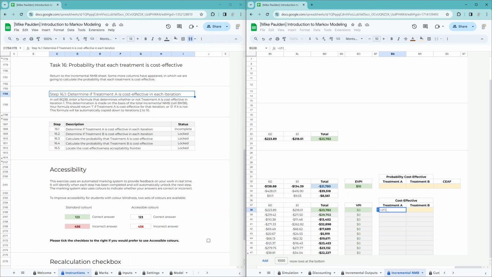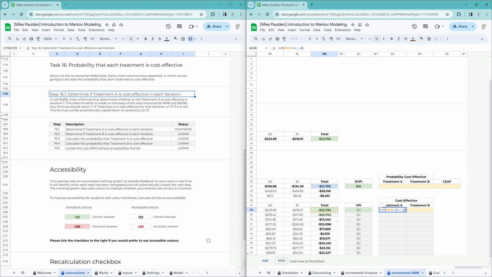If this cell here is negative or equal to 0, we could say, if it is less than or equal to 0, then give us a 1 here, otherwise give us a 0. And by the way, the probability that this is exactly 0 is infinitesimally small, but it's good practice not to create an error in the model if it actually is 0. So if BM38 is less than or equal to 0, that means treatment B does not provide any incremental net monetary benefit, so treatment B is not cost effective. Treatment A is, we get a 1 in this cell.